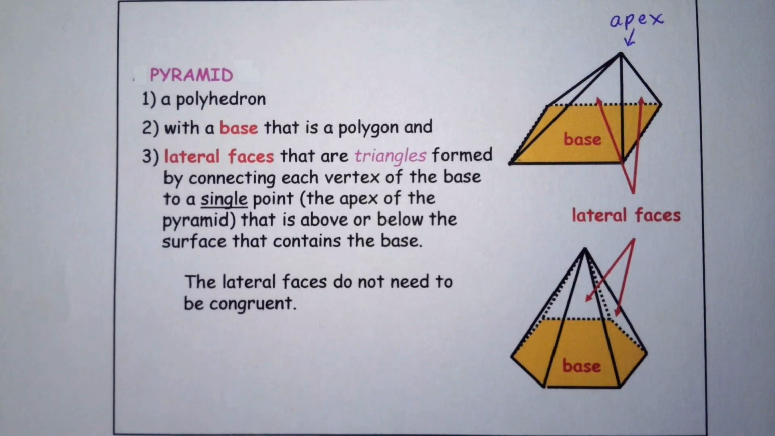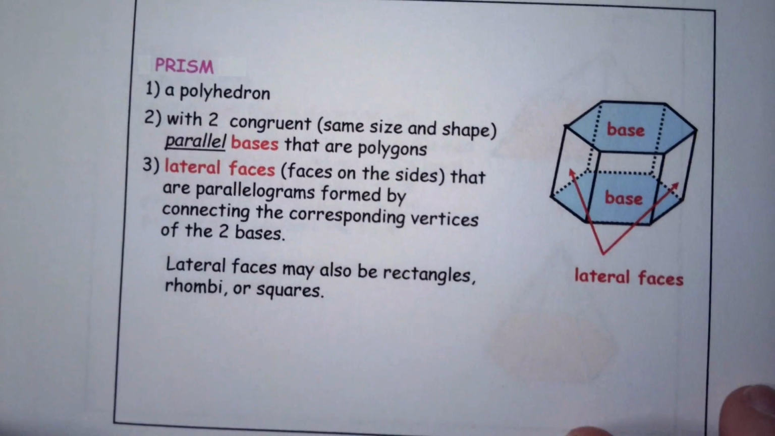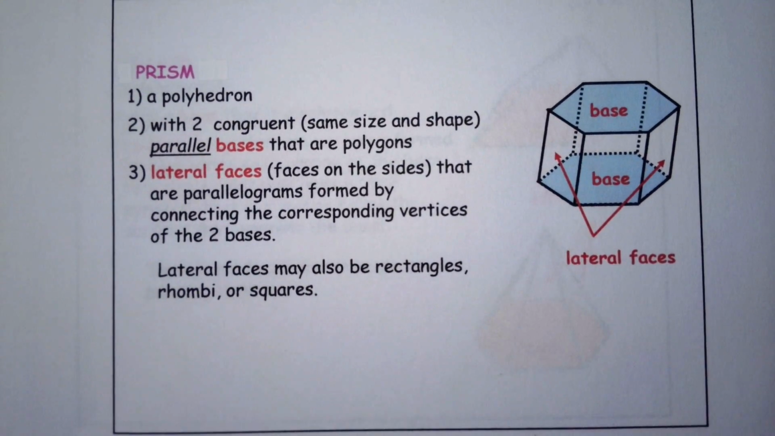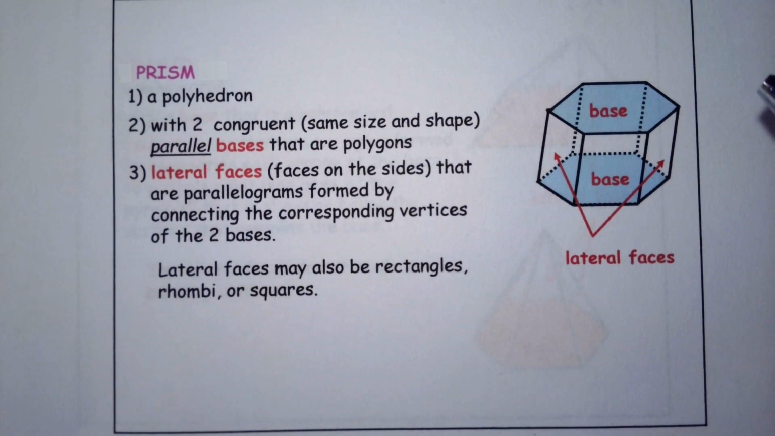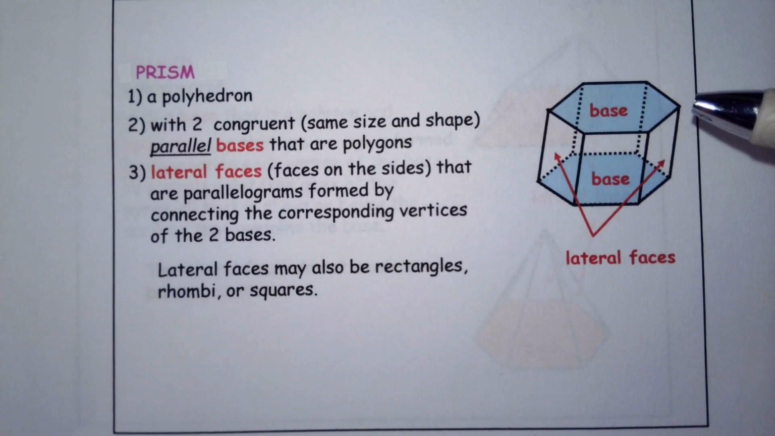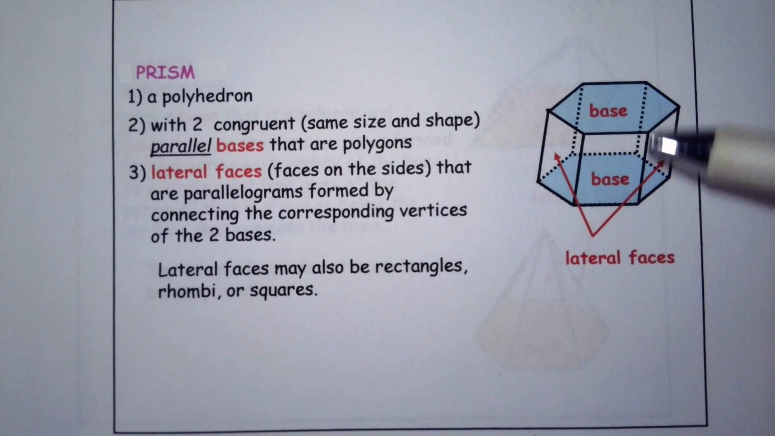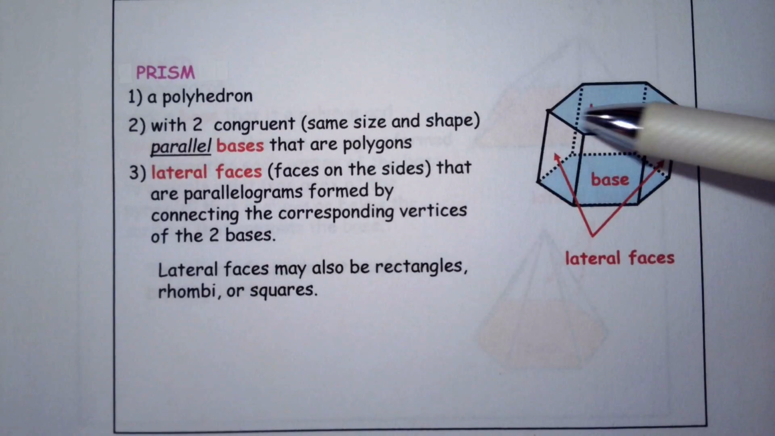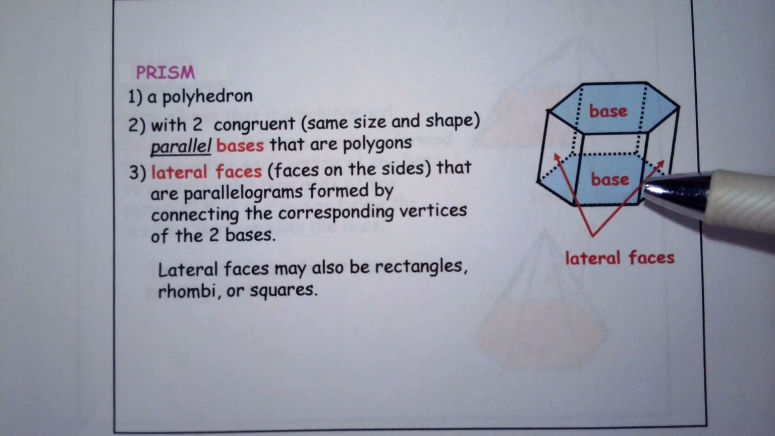The second type we will talk about is a prism. A prism is a polyhedron. What makes a prism different is that it has two congruent parallel bases that are polygons. So in this case here, we have two hexagons that are congruent and are parallel to each other.